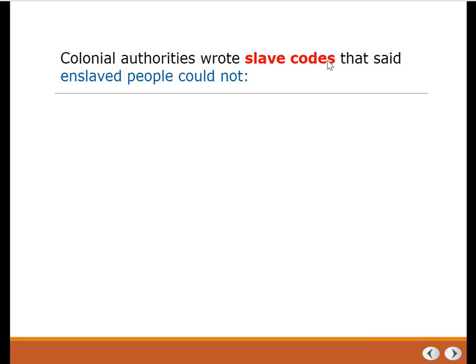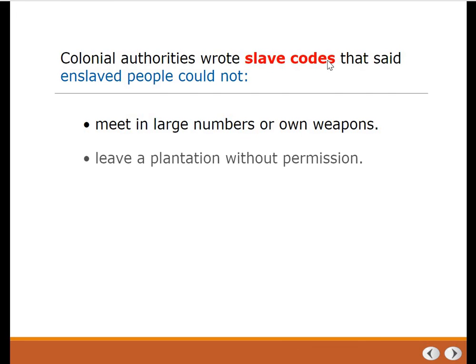Because of these slave revolts and fears, colonial authorities wrote slave codes. These were rules about what slaves could and could not do. So if you were an enslaved person, you could not meet in large numbers or own a weapon. You could not leave a plantation without permission. And you could not learn to read and write. It was against the law.